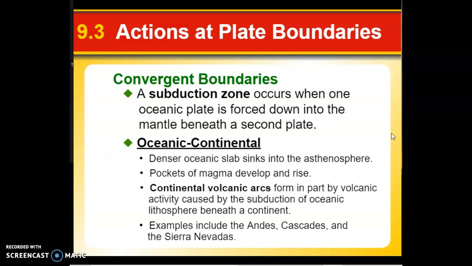A subduction zone occurs when one oceanic plate is forced down into the mantle beneath a second plate. An oceanic to continental boundary is when denser oceanic slabs sink into the asthenosphere. Pockets of magma will develop and rise. Continental volcanic arcs form in part by volcanic activity caused by the subduction of oceanic lithosphere beneath a continent. Some examples of this include the Andes Mountains, the Cascades, and the Sierra Nevadas.